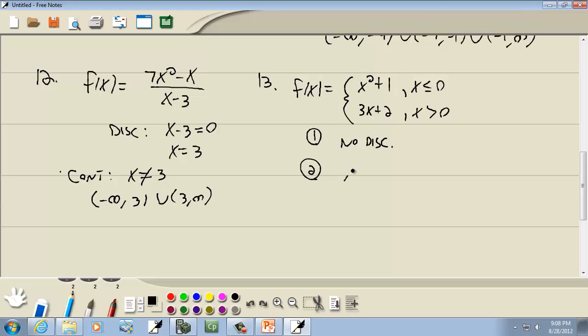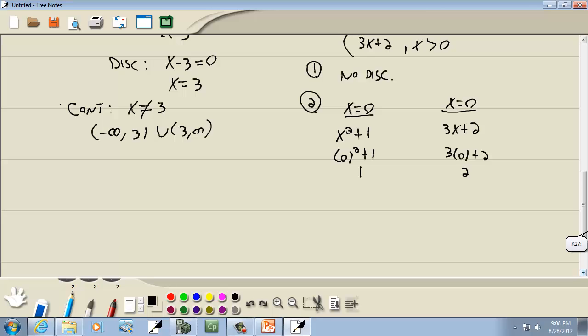Well, now we need to check our changeover point. We're going to plug x equals 0 into both pieces, x squared plus 1 and 3x plus 2. If I put 0 in here, I got 0 squared plus 1. 0 squared drops away, so that gives us 1. And if I put 0 in here, I got 3 times 0 plus 2, which gives us 2. They're not equal, are they? Well, that means we got a discontinuity at that place. So it's discontinuous at x equal to 0, the changeover place.